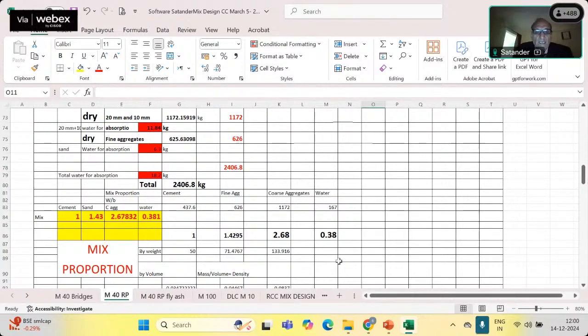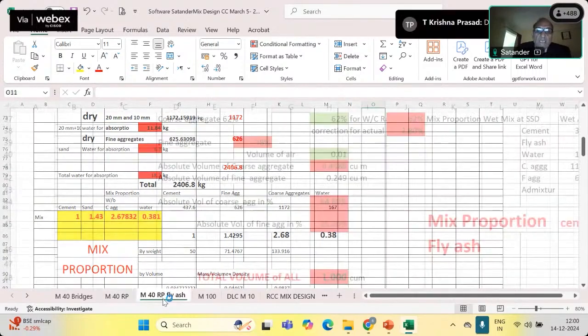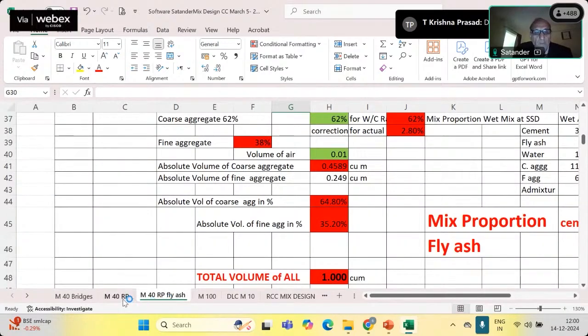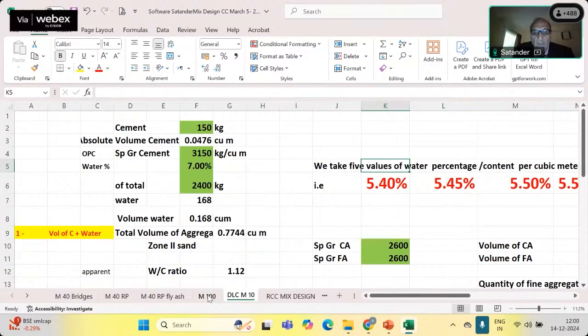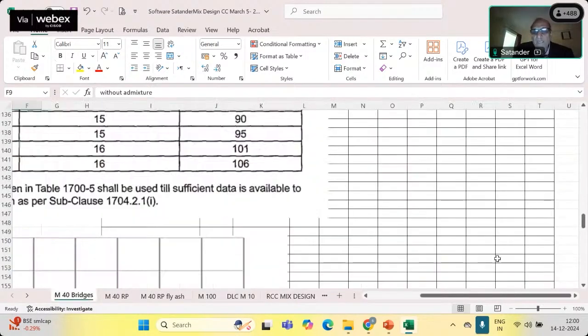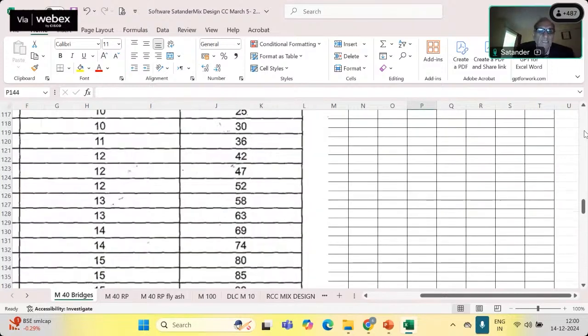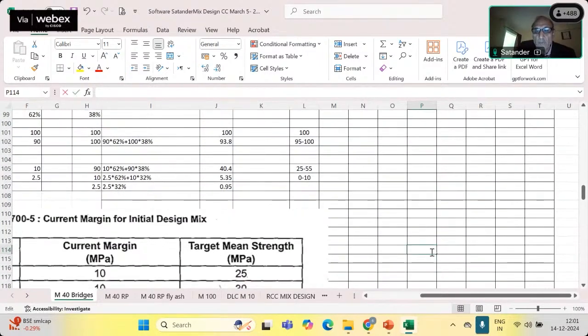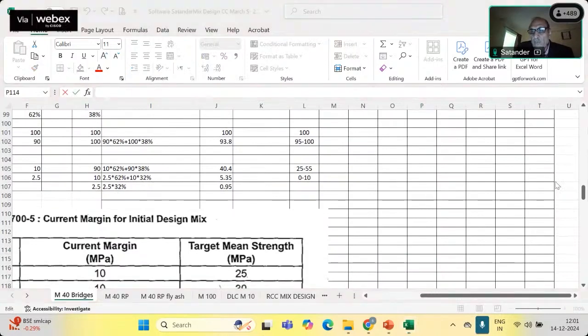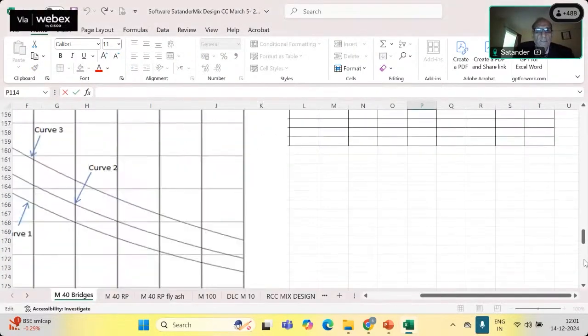If you want fly ash, then the fly ash code is also given here. And you can go for rigid pavement, you can go for DLC, you can make M100 also, you can make it for roller compacted concrete. All the software is here. So please refer to this, and all the details are also given here. Suppose you are designing a mix, charts are also given. For bridges, use this, correct? And these are the figures I have given. So you need not go anywhere, or you don't need any code also. Okay. So these charts are also given.